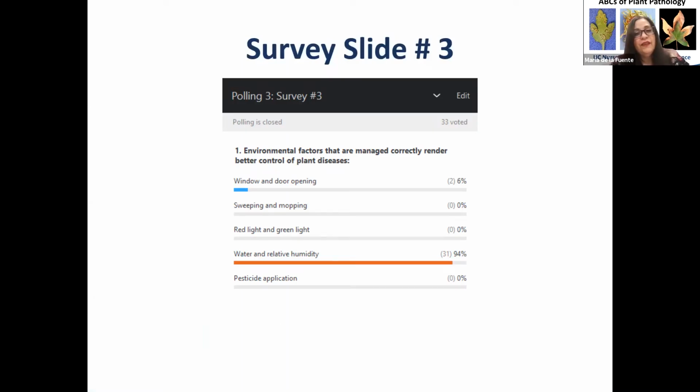Let's go with the survey slide number 3. And environmental factors that are managed correctly render better control of plant diseases.